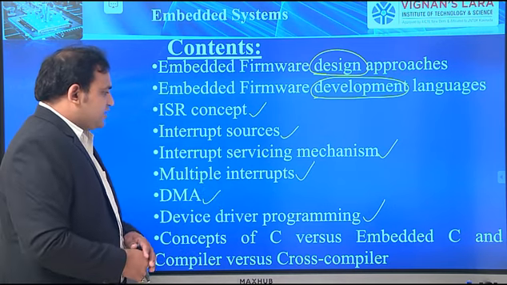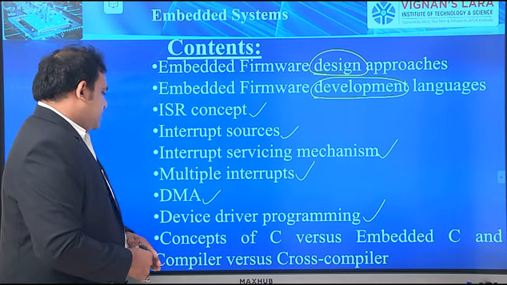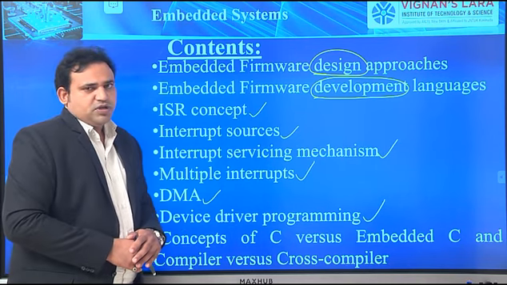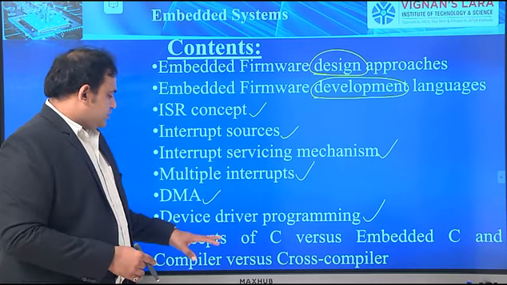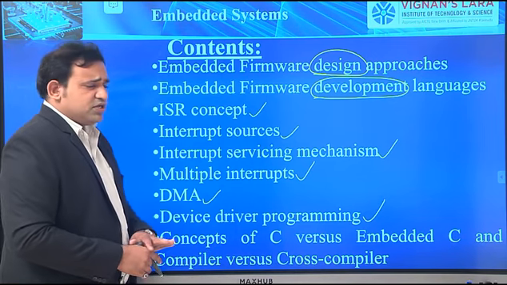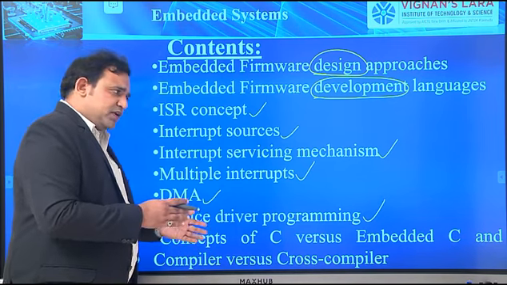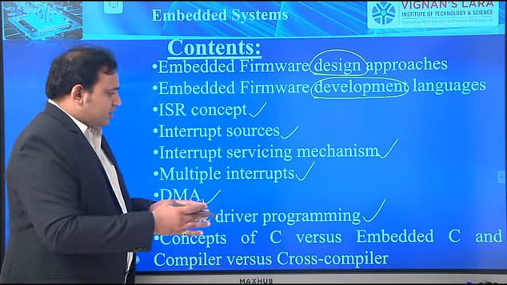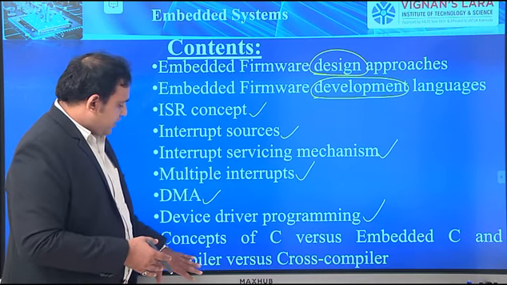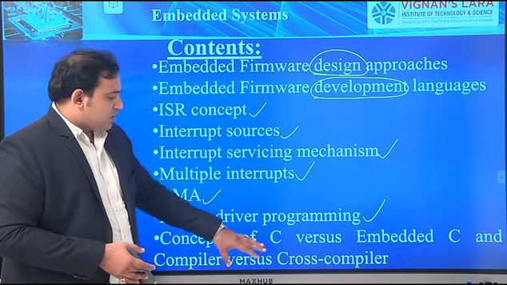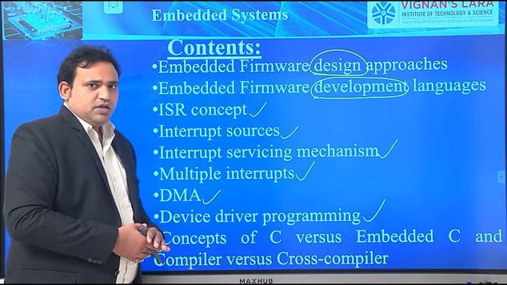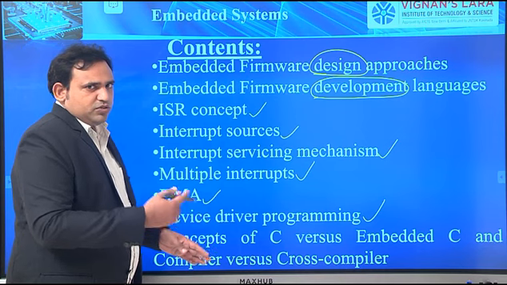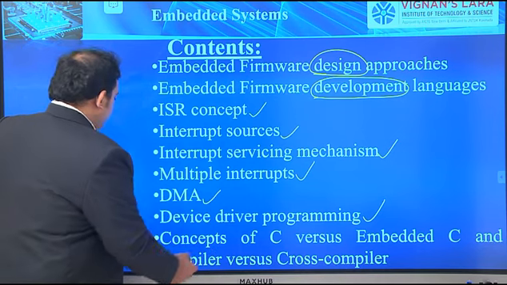Then the concepts of C versus embedded C, and compiler versus cross compiler. What are the concepts of C, and the difference between C and embedded C? The difference between a compiler and a cross compiler: a compiler is platform dependent, a cross compiler is platform independent. We will go through that anyway while dealing with the topic.